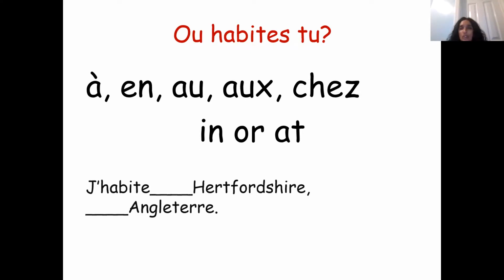What about if somebody asked you where you lived and you wanted to say, I live in Hertfordshire, in England? What would you say? Remember, capital letters for names of places in English and French. So that would be j'habite en Hertfordshire, en Angleterre. The neatest writing, j'habite en Hertfordshire, en Angleterre. Can you remember our rules? In front of an H, in front of a country with a vowel. Okay, wonderful. Right, the next one.